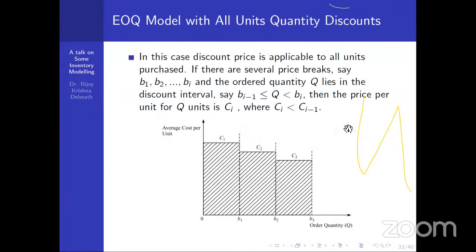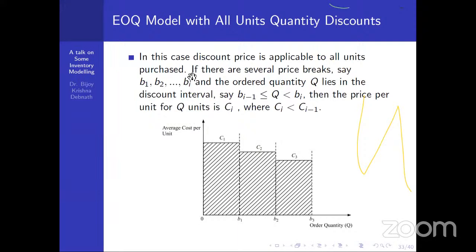Okay, and this is, I think, the last model, the EOQ model for quantity discount. So you know that if you buy, suppose, 0 to B1 units, you get some slightly higher price C1. If you buy more than that, up to B2, then you will get a lower price. And if you buy still more than that order quantity, then you will get a further reduction of the amount that you previously paid. So here a discount price is applicable.